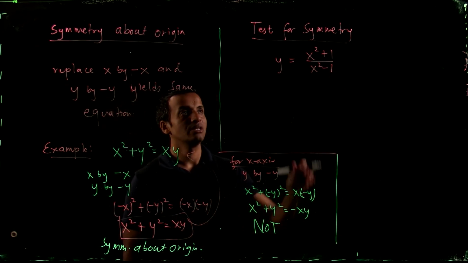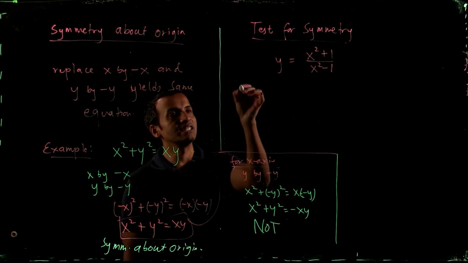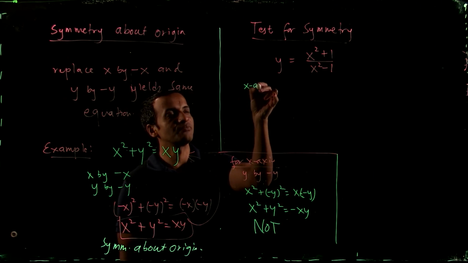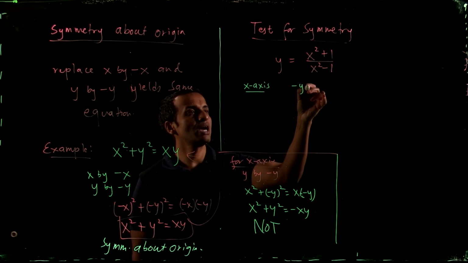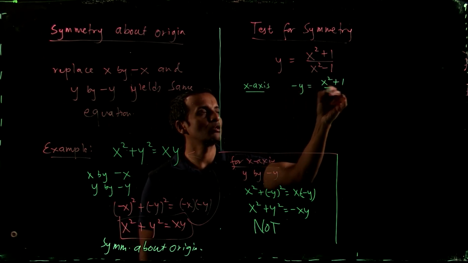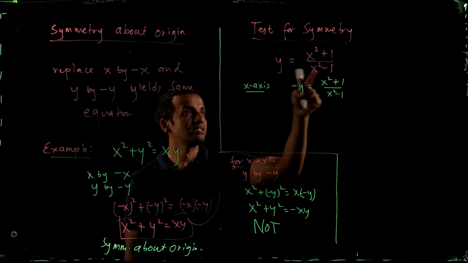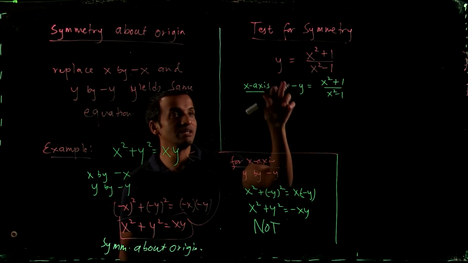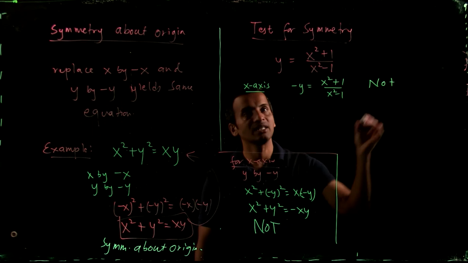That is the final example. Test for symmetry of this. So what we do, we check for x-axis. First, let's check for x-axis. For x-axis, you replace y by negative y. So negative y equals x squared plus 1 over x squared minus 1. Is this same as that? No, because everything on the right hand side is good, but on the left hand side you got a different sign. So this is not symmetric about x-axis.